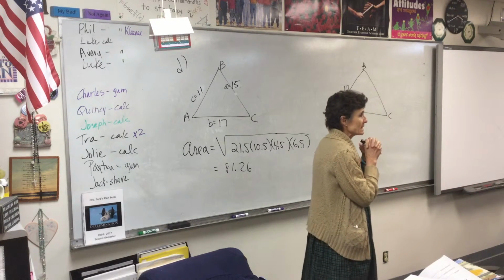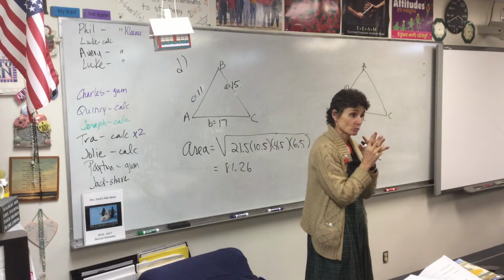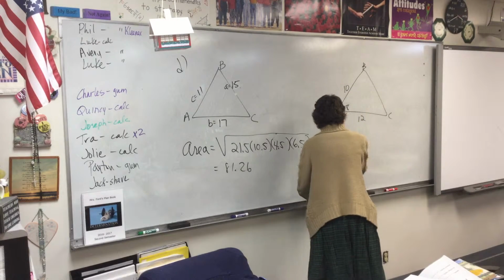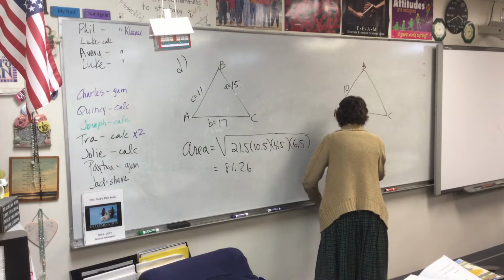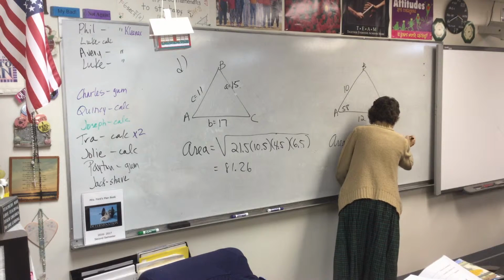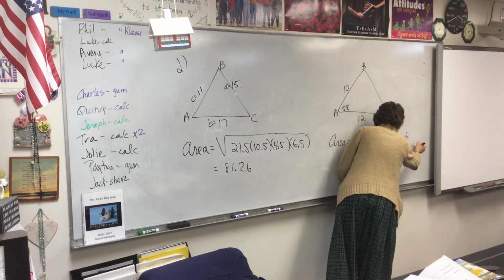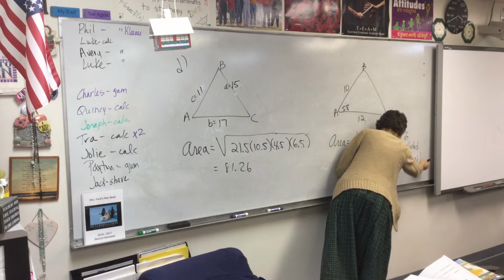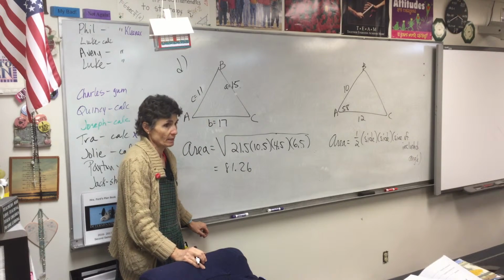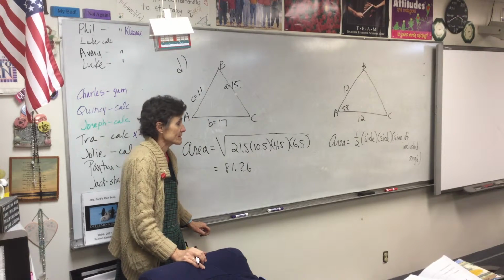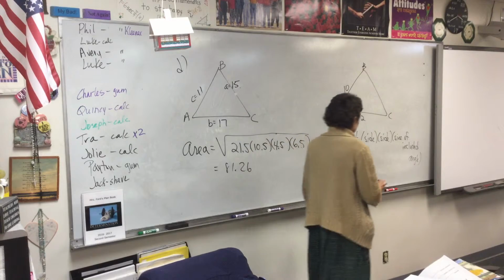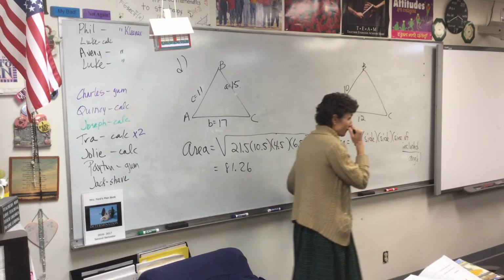But there was a very handy little area formula. Remember, I told you there were 2 that I was going to teach you today. One is Hero's formula. The other one is a formula that says area is 1/2 side times side times sine of included angle. So we call this the 1/2 side sine formula. Now the only rule is the angle has to be the included angle.